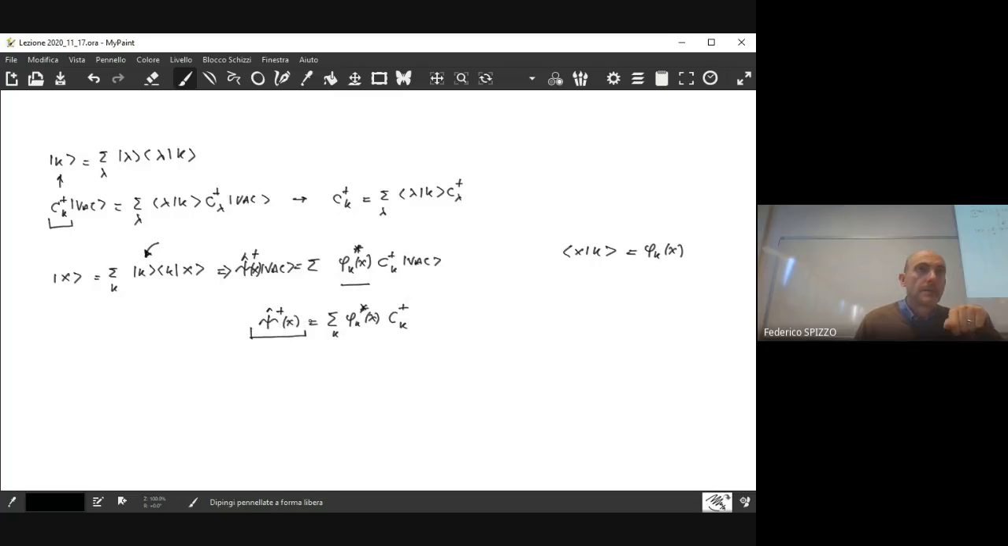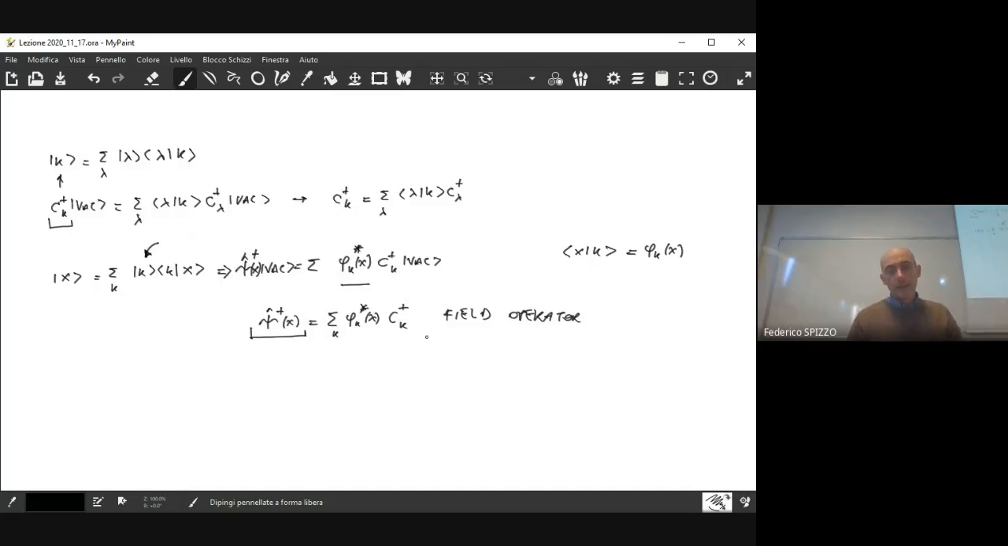So we have built up a correspondence that to each position in space associates an operator. So in this way, let's say if you consider, for instance, the electric field, in that case, you have a field that associates to each position in space a vector. The wave function is a scalar field because to each position in space you associate just a scalar number. In this case, you have a field operator because you associate to each point in space an operator. So this is what is called a field operator.